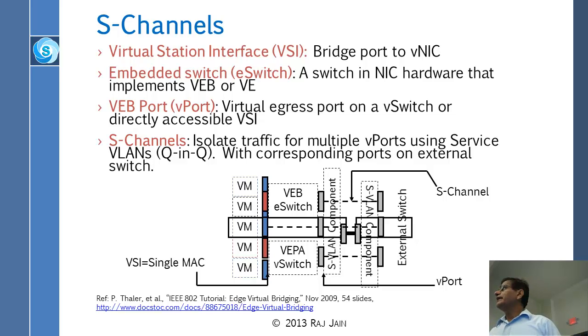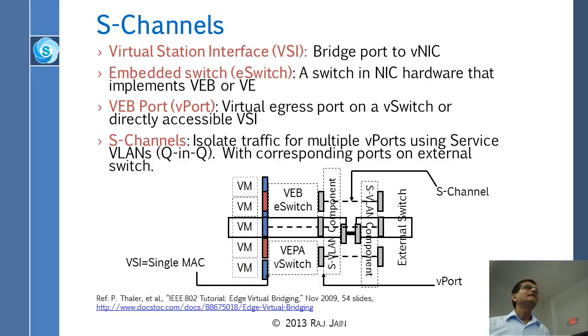So S channels are these virtual channels which partition this link or this little link here, and they are service channels, and they are basically another layer of VLAN. This traffic is already all VLAN, and then we put another VLAN on top of it, Q in Q.